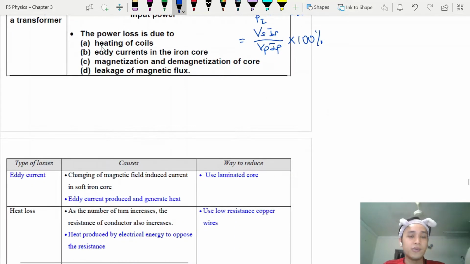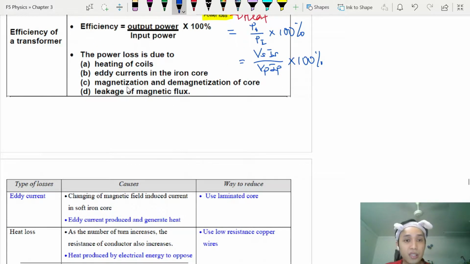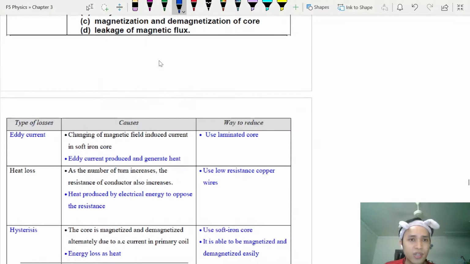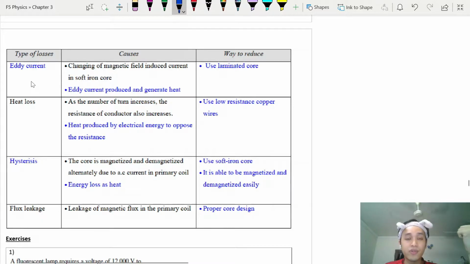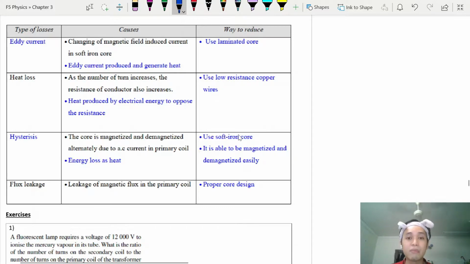Of course, for the power loss, you need to know the factors and then how to reduce the factors. I'll just give you a quick go through. Type of power loss: eddy current. I did mention eddy current in the previous video in the transformer part. If I don't want eddy current, that's why we use a laminated soft iron core. Then we use copper wire, low resistance. We don't use wire that has high resistance because this will cause the wire to heat up. Hysteresis means the magnetization of the metal. Why we use a soft iron core is because we can control the magnetism, meaning it can magnetize and demagnetize easily.